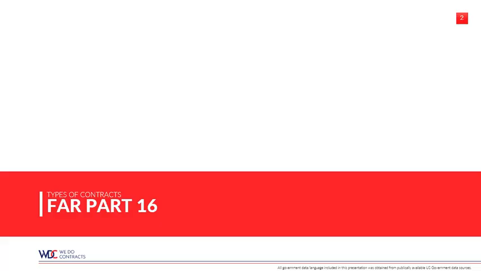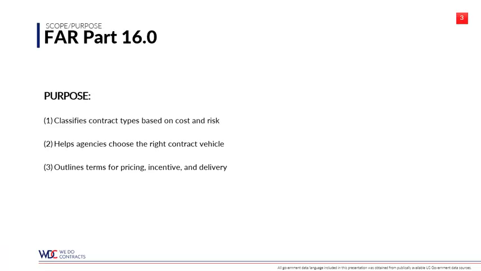Understanding the structure and payment terms of federal contracts is critical, not just for compliance, but for managing profit, performance, and risk. FAR Part 16 gives structure to how contracts are formed. It explains the cost-sharing model between buyer and seller and guides how risk is managed through fixed price, cost reimbursement, incentive, or time-based contracts.